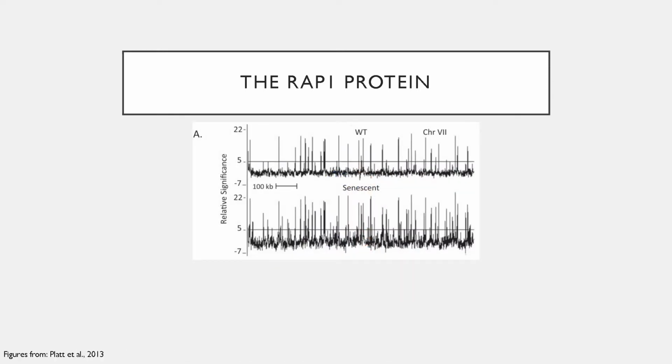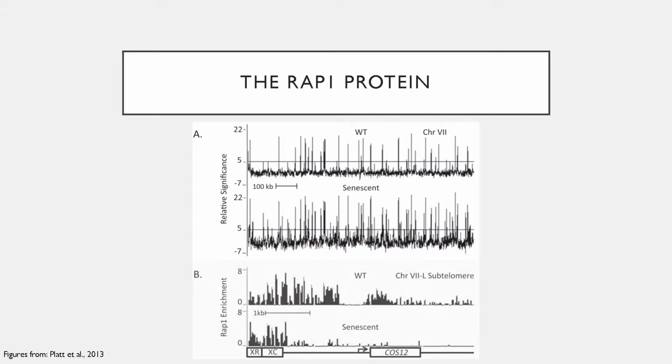In this figure, we see a chromatin immunoprecipitation assay using anti-Rap1 antibodies. The plot above shows the chromosomal distribution of Rap1 in wild-type cells on chromosome 7, and the plot right below shows chromosomal distribution in senescent cells. We see that Rap1 relocalizes to new sites on the chromosome at senescence.